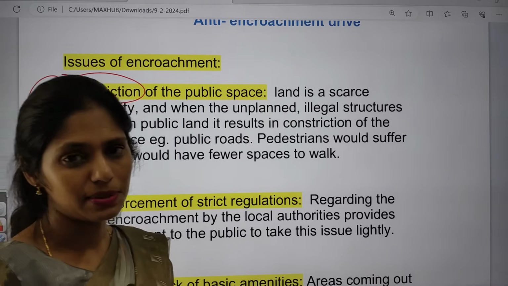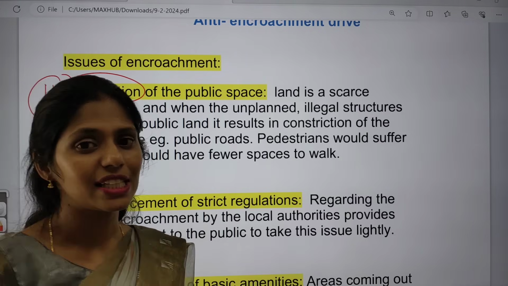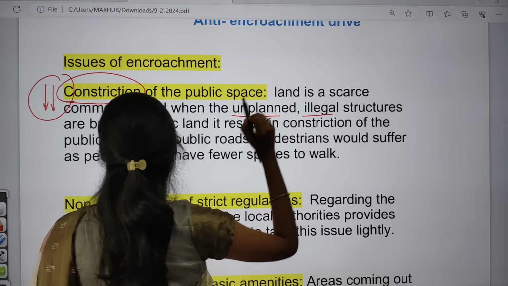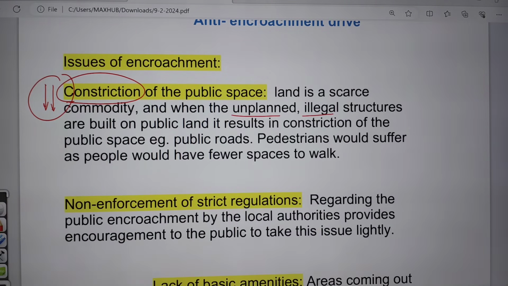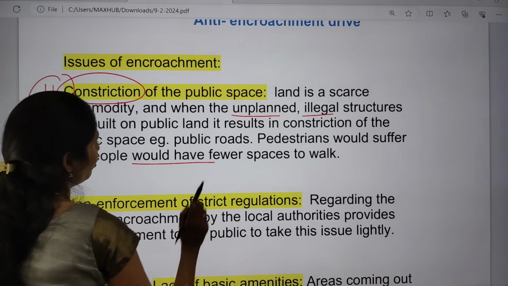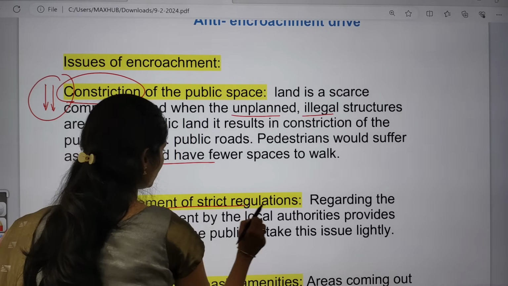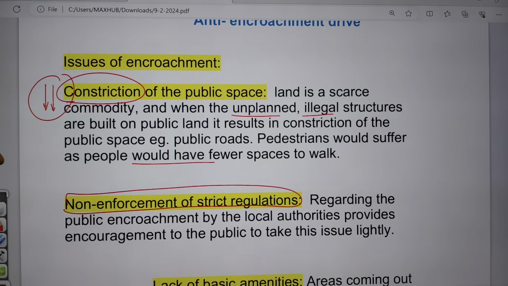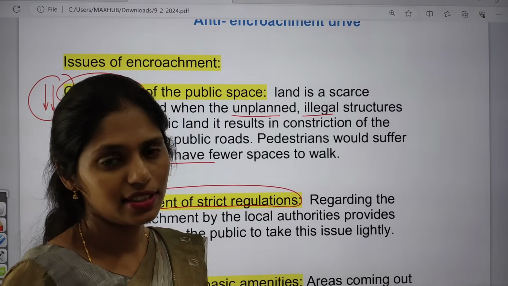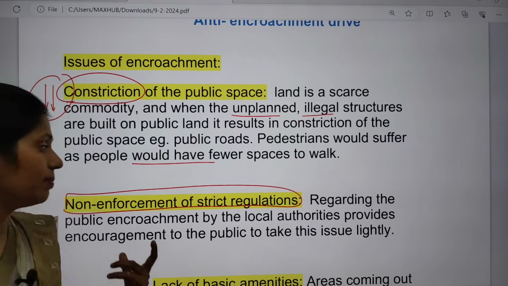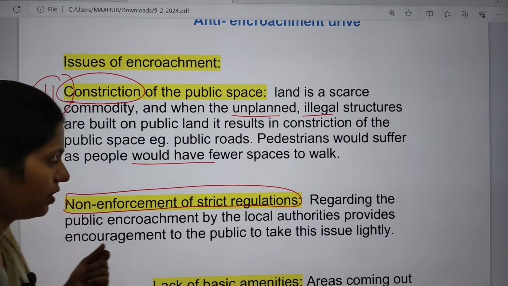As you all know, especially in urban areas, land is a very scarce resource. If you are going for unplanned illegal structures, then what happens? That will lead to decreasing availability of space. And now the pedestrians have to suffer because they have very little space to walk. And this one is non-enforcement of strict regulations. So what are the regulations regarding ensuring the safety of these public places? If you're not imposing them, that will lead to lots and lots of issues.